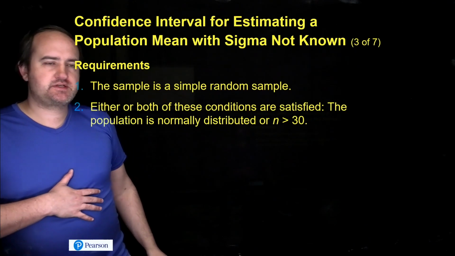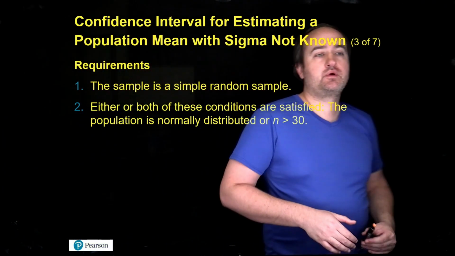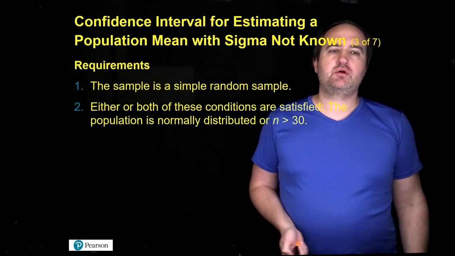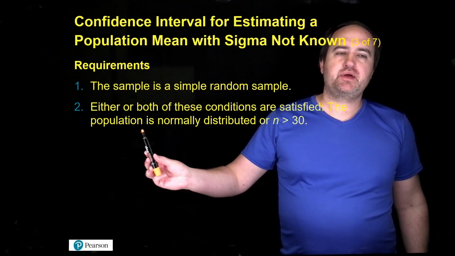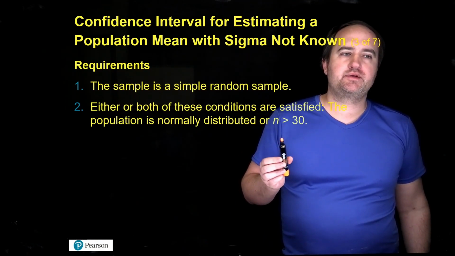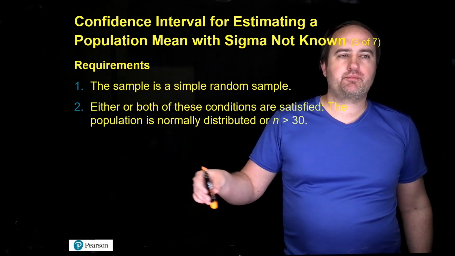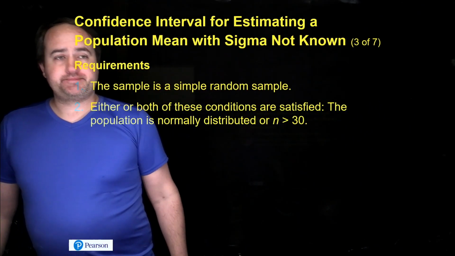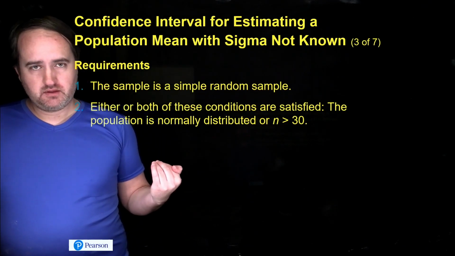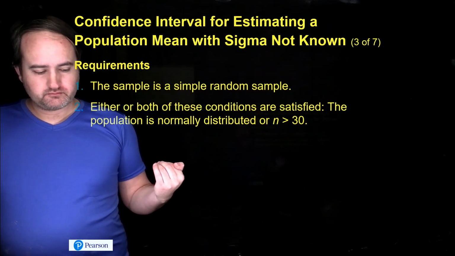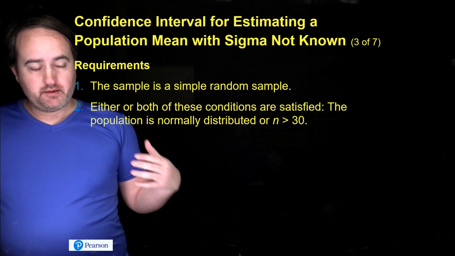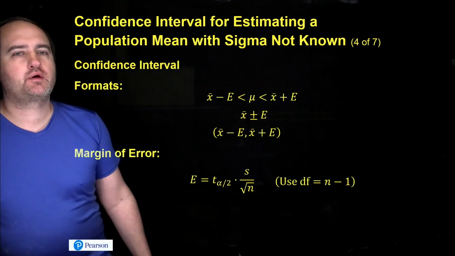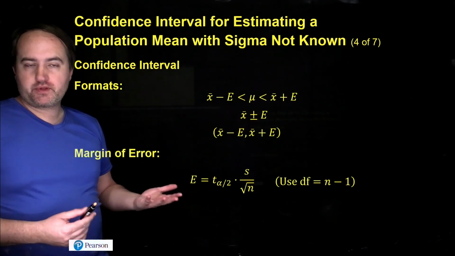So remember, in section 6.4, we learned about the central limit theorem, which basically said that we can use the central limit theorem as long as the population is either normally distributed or n is greater than 30. So that's where this condition came from. So when you use the central limit theorem, that allows us to work with x bar, and that's what we're going to be using as our point estimate for mu. Okay, so let's get into the formulas here.